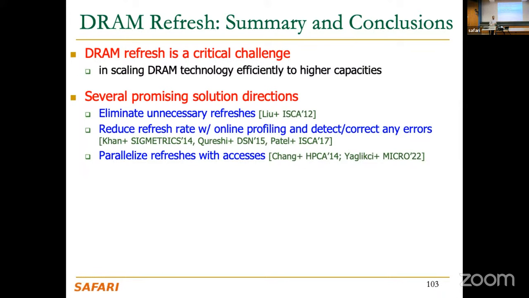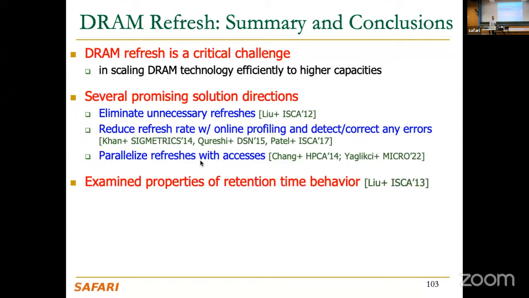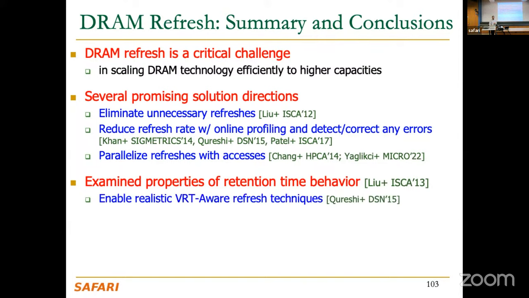As discussed in the AVATAR paper, PARBOR, and Minesh's paper, HARP also helps in that, right? But REAPER is cited here. I already went through that. And another idea that we did not discuss in detail is to parallelize the refreshes with accesses, which we will talk about in a little bit. And we have some work that examines the properties of retention time behavior already. And they also enable realistic VRT-aware refresh techniques as shown in this paper, AVATAR.